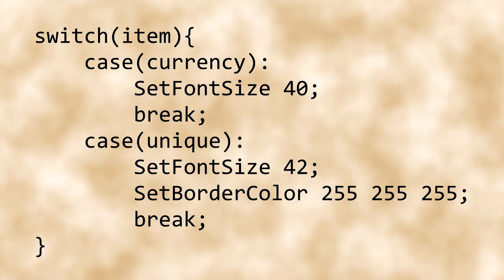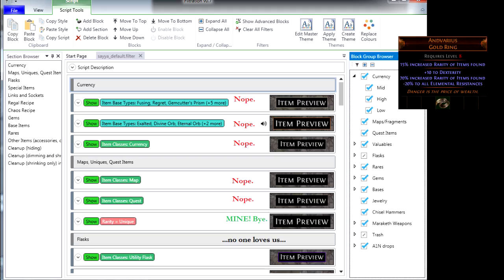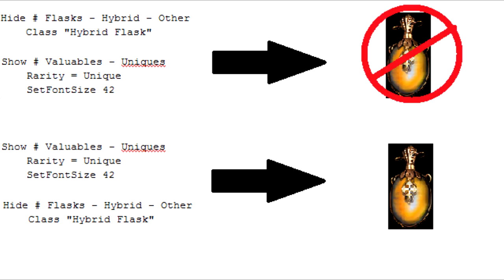Item filters are lazy. They behave like a giant switch statement on each item, checking the conditions and, if appropriate, setting attributes, then quitting. That is, each item runs through the filter from top to bottom and checks the conditions which trigger each block. If it matches a block, it applies the display attributes to the item and stops looking at the rest of the script. Because of this, it's critical to pay attention to the order of your blocks. For example, this would end up hiding all unique flasks, while this functions as intended.